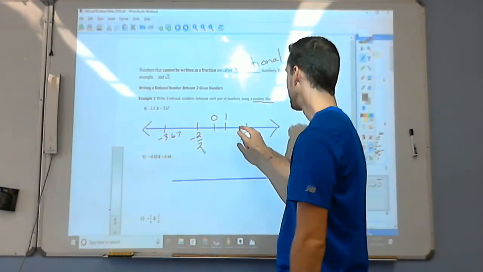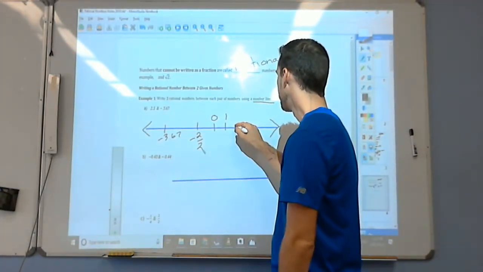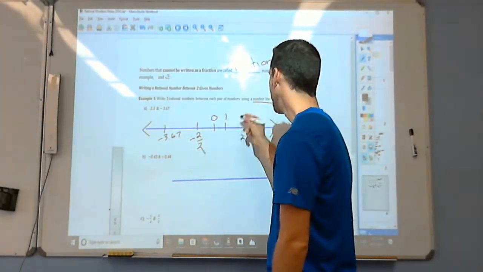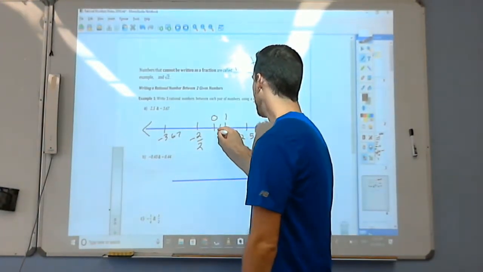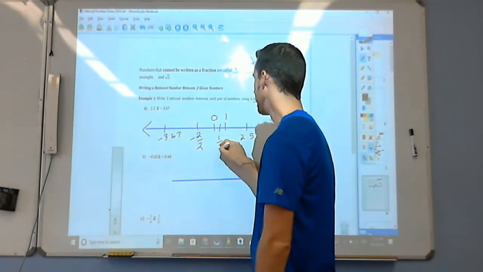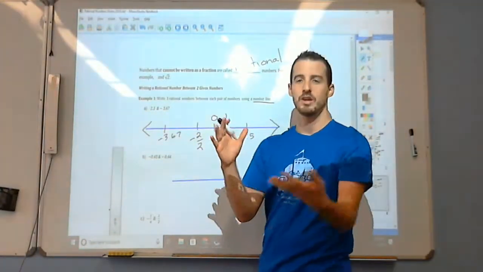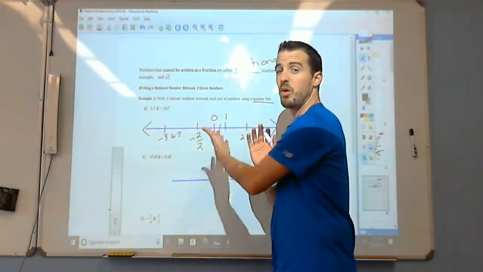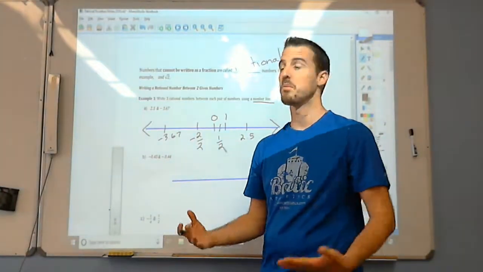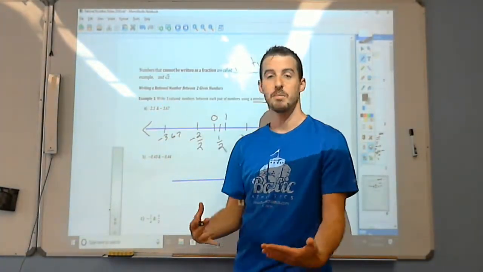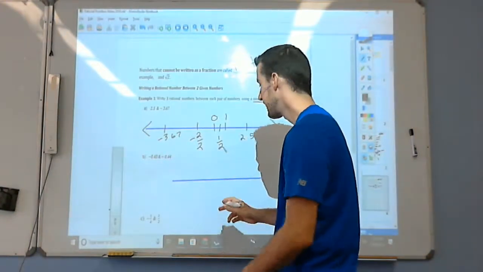So here, why don't we go 2.5, we'll go a half, and so we could just do 1 over 2. So these are 3 numbers that are between this pair of numbers. It can be positive, it can be negative, it can be a whole number, it can be a fraction. It doesn't matter as long as it's a rational number, okay? So we're going to do the same thing down here, okay?